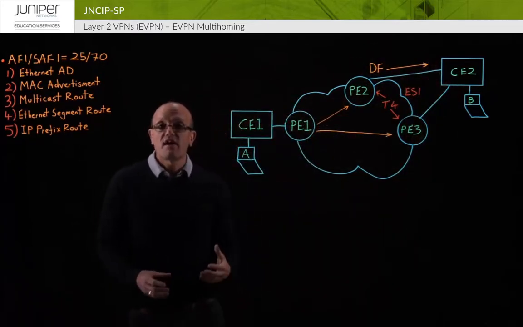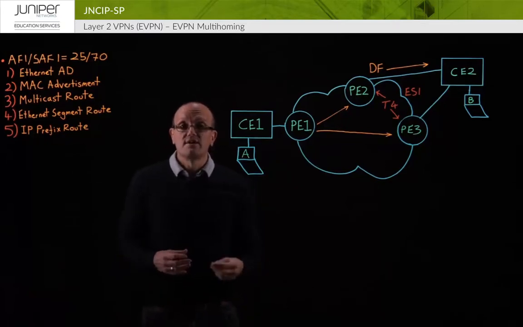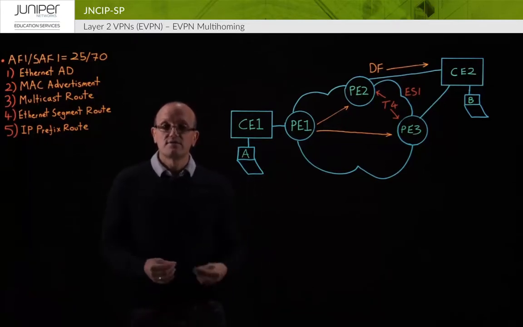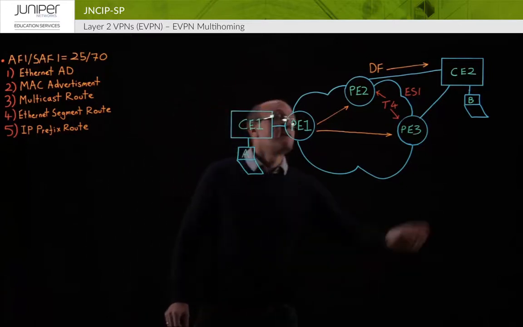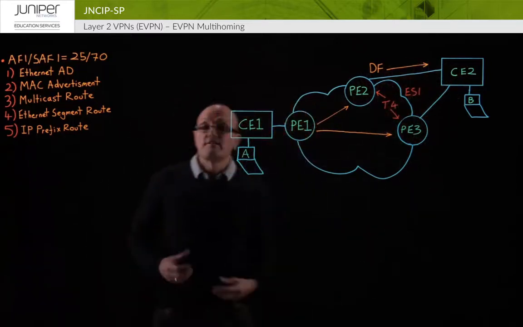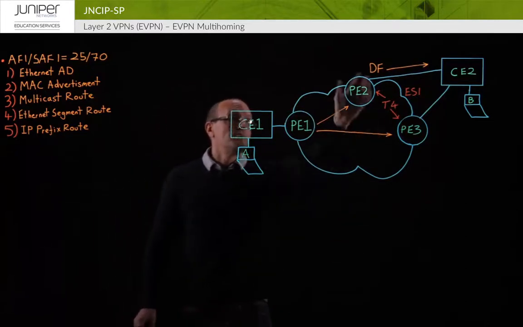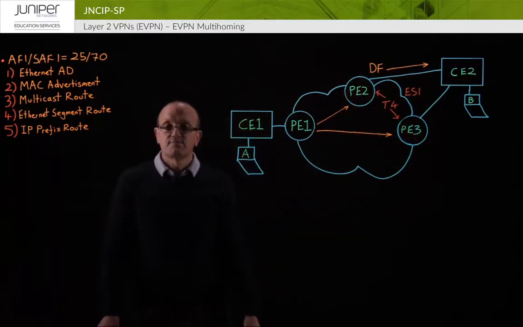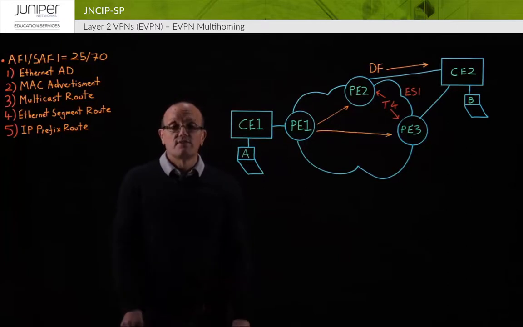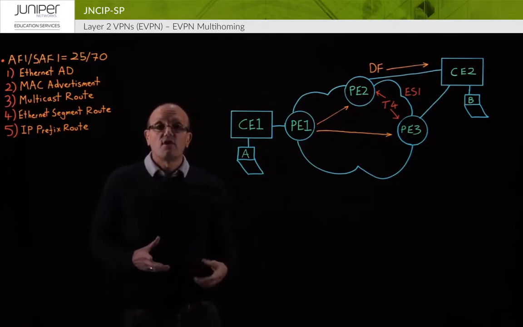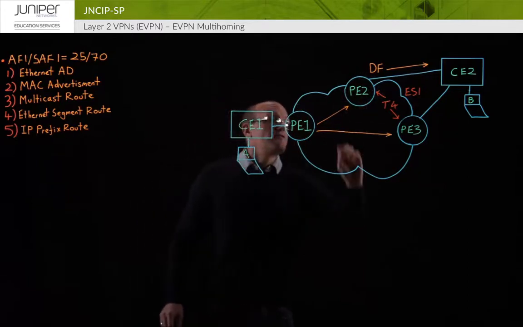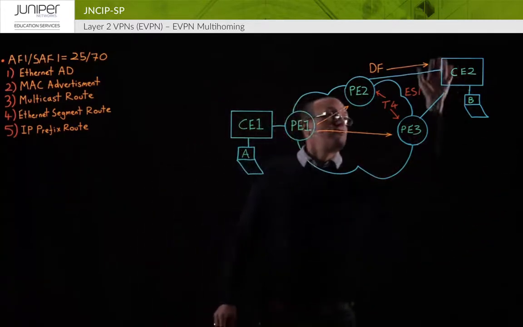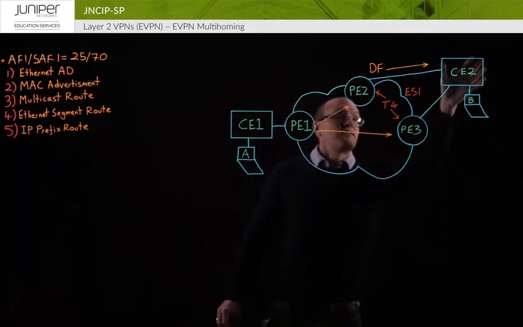So mechanisms have been designed into EVPN to deal with broadcast traffic in the situation where you have a multi-homed CE. You have a CE connected to multiple PEs. This is what we'll take a look at here. Let's examine first off traffic going from PE1 to PE2 and PE3 to host B sitting behind CE2.